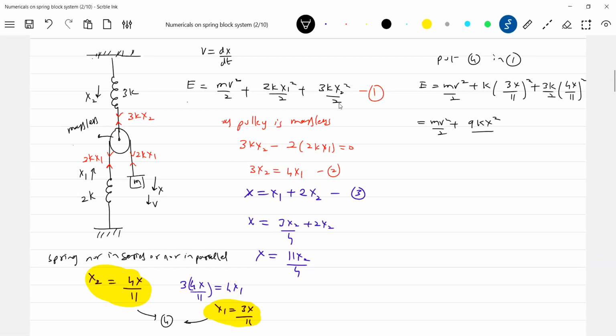9k x square by 121, 16, 3 ja 40, 16 and 2 is also there, no? Okay, I didn't see. 16 8 24, kx square by 121. This will be 24 plus 9, 33. 33 kx square by 121. Okay, this is the energy. Okay, let me differentiate.